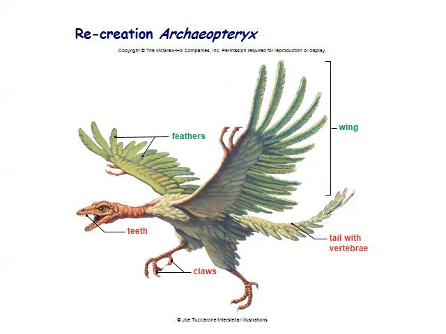As you can see, the structures in red, such as the claws and teeth, are similar to those found in reptiles. But the structures that are colored in green, the feathers and the wings, are structures that you would find in a bird. So this indicates a transition or shift between that of reptiles and birds.